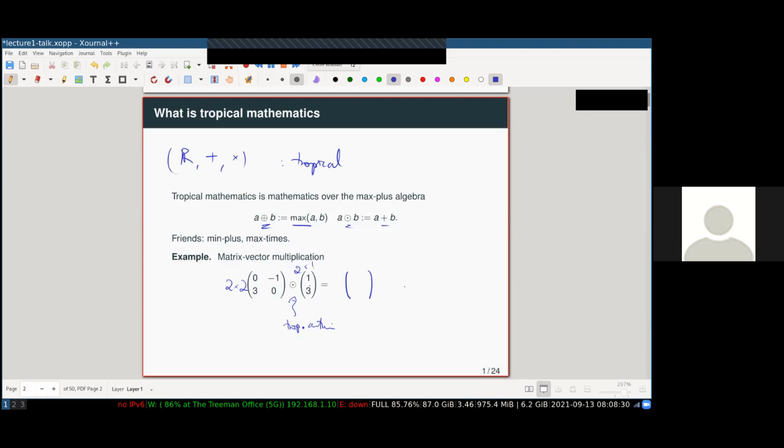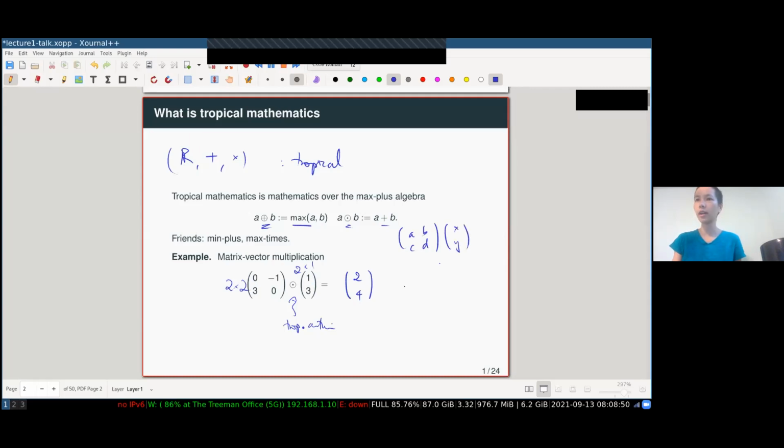I think I misunderstood. So we have a number of solutions in the chat, which are 2 and 4. 2 and 4, great. So the dimensions do match, right? This is a 2 by 2 matrix. This is a 2 by 1 vector. And if you do classical matrix multiplication, if I have A, B, C, D multiplying X, Y, then the first entry is going to be A times X plus B times Y. And now we're just doing it tropically.